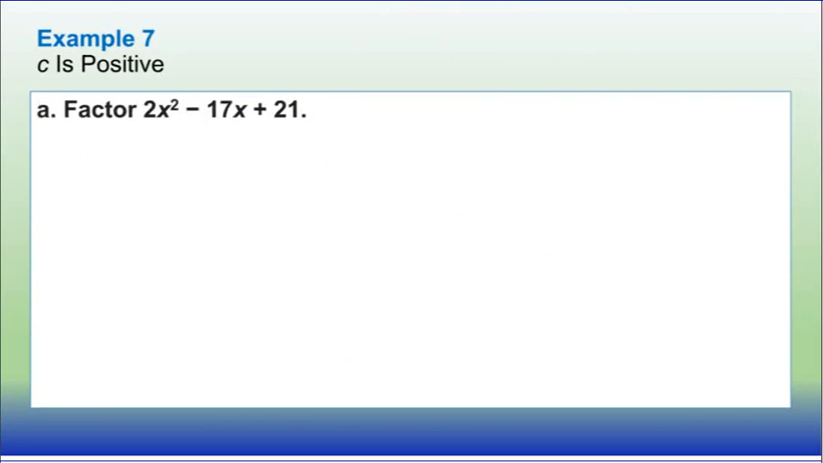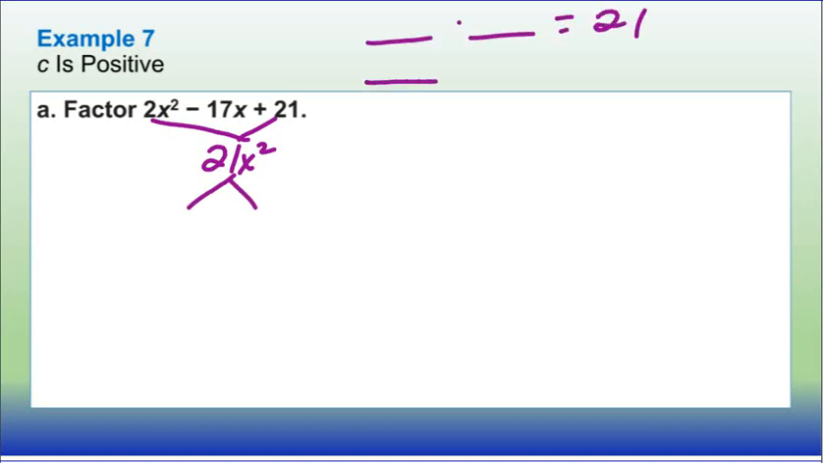Next one, where C is positive. There's no greatest common factor, so I use the AC method. It gives me 21x squared. And I have to think, what do I multiply to get 21, but add them together gives me negative 17? To get 21, I know it's 7 and 3, but 7 plus 3 doesn't give me negative 17. And negative 7 times negative 3 gives me positive 21, but negative 7 plus negative 3 gives me negative 10.